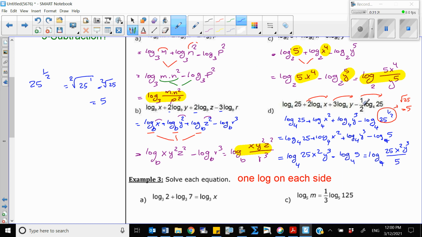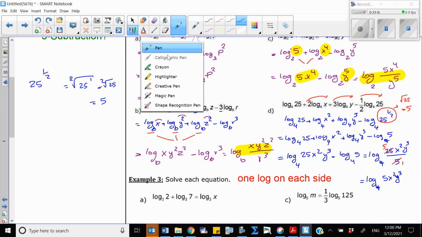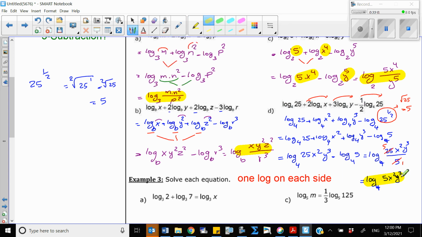Now look at the fraction that we have. Can we simplify this fraction? Yes, because 5 divided by 5 is 1, 25 divided by 5 is 5. So I can simplify it and write it as log base 4 of 5 x squared y to the 3. And we know that if the denominator is 1, we don't have to write it. So this is just my answer. My final answer is this.